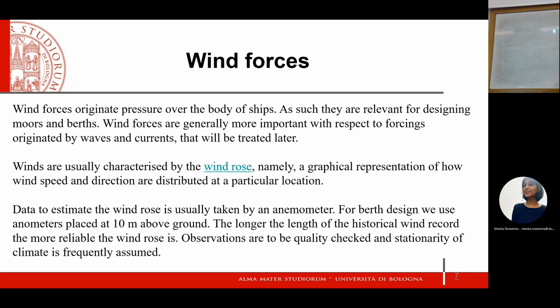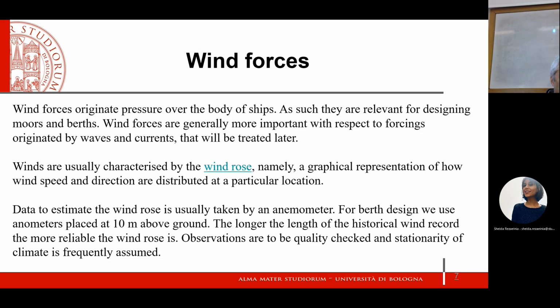And it is definitely better, if you have to moor a ship, to get the wind in the same direction as the berth front. So if the wind is parallel to the berth front, it's less disturbing with respect to the wind that is perpendicular. And this is clear why.